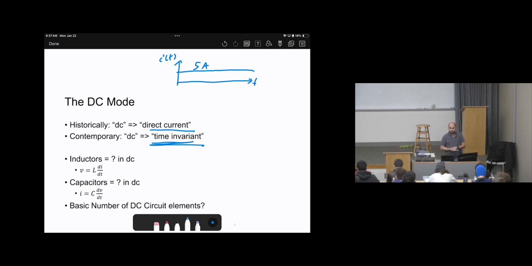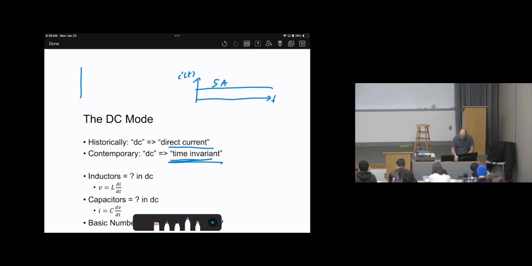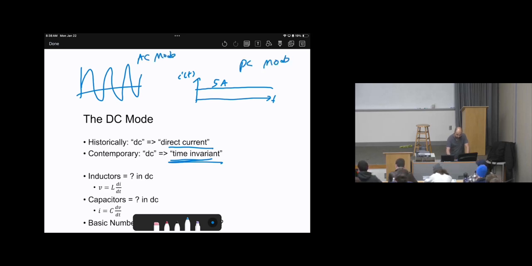Any source that provides constant current or constant voltage is called DC, direct current, something constant, time invariant. While AC is something changing with time. It can be, for example, like this. So it can change within 1 second, 1 millisecond, 1 microsecond, something changing. Since it's a function of time, I of t, then it will be AC.